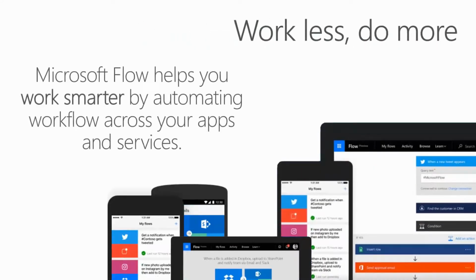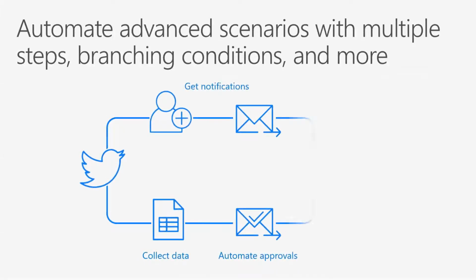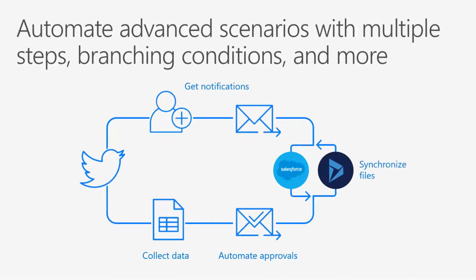So some information about Flow and the goal of Flow. Work less, do more. Microsoft Flow helps you work smarter by automating workflow across your apps. Of course, those apps start in Office 365, but the vision you should walk away with here is this can be both your on-premise and cloud-hosted apps, Twitter, Salesforce, etc. You can automate advanced scenarios with multiple steps, branching conditions, and more. You can do things like drive notifications, collect data, automate approvals, synchronize files.